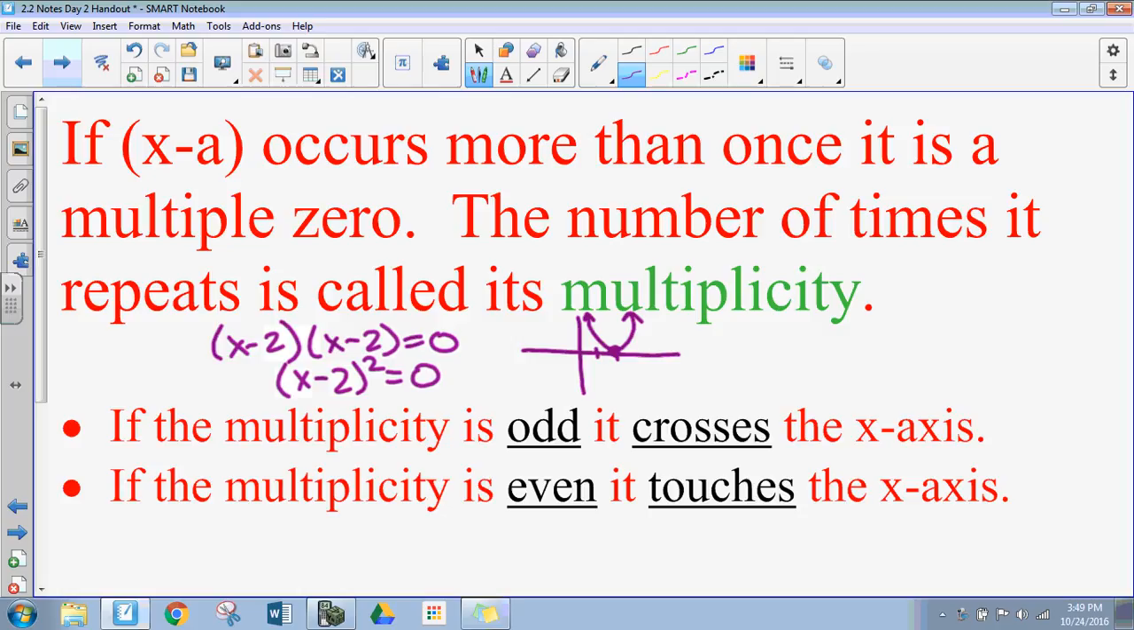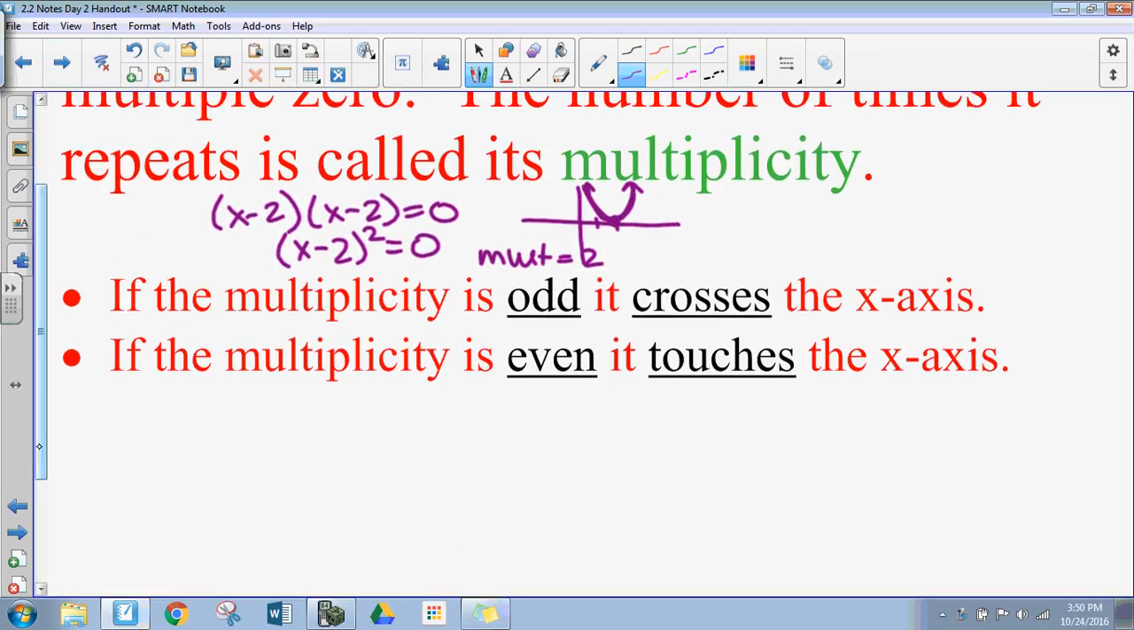If the multiplicity is odd, it's going to cross the x-axis. If the multiplicity is even, it is going to come down, touch the x-axis, and go back up. In this case, it was an even multiplicity because it was 2. It came down, it touched, and then it went back up. If it was an odd multiplicity, you might see something like x minus 3 cubed.